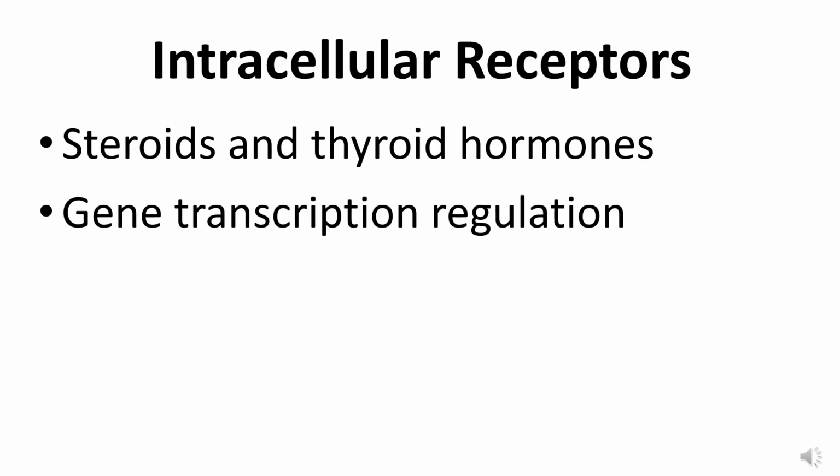Intracellular receptors are found inside the cell rather than on the surface. They are used by lipid-soluble hormones. Steroid hormones are classic examples. Thyroid hormones also use this signaling method. Because these hormones dissolve in lipids, they can pass directly through the cell membrane. They do not need surface receptors to enter the cell.